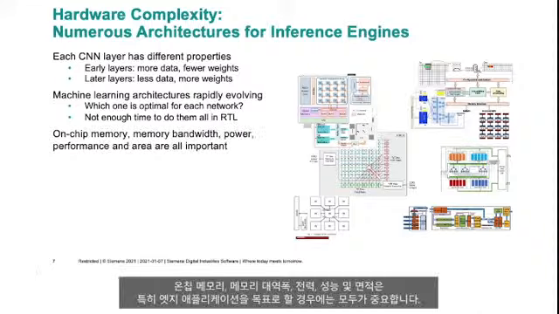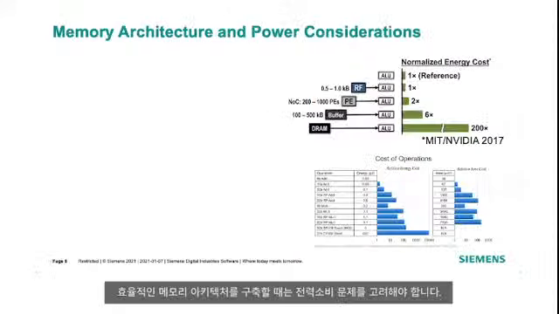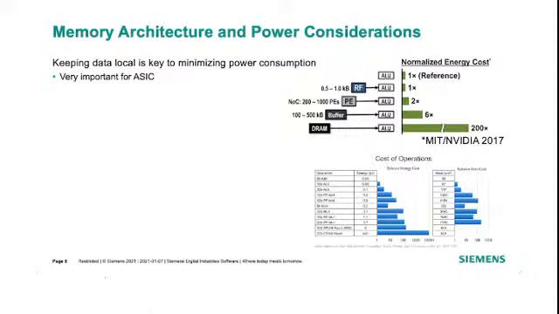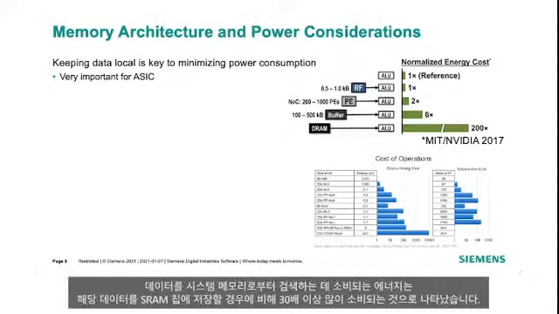On-chip memory, memory bandwidth, power, performance, and area are all important, especially when targeting edge applications. Power must be taken into account when building an efficient memory architecture. Keeping the data on chip is key to minimizing power consumption, and this is extremely important when designing for ASIC. Research by NVIDIA and MIT in 2017 showed that the cost for retrieving data from system memory was over 30x more energy consumption compared to storing that data on chip in SRAM.